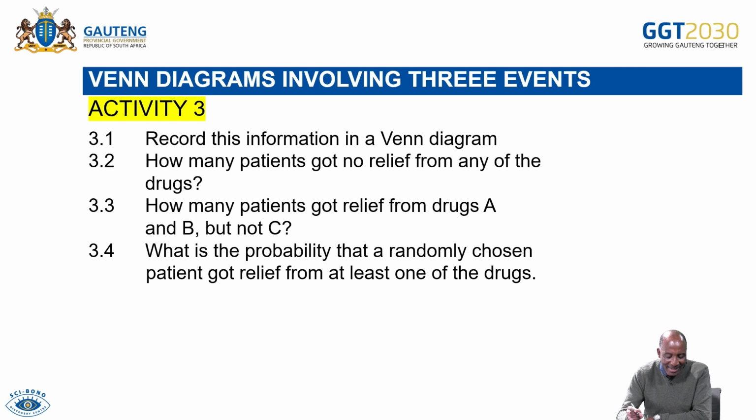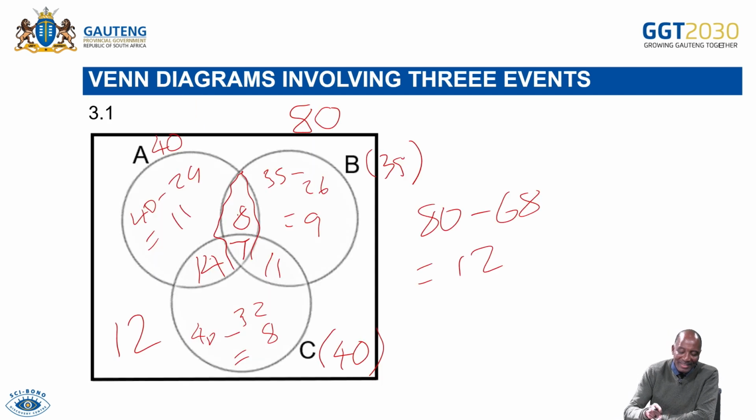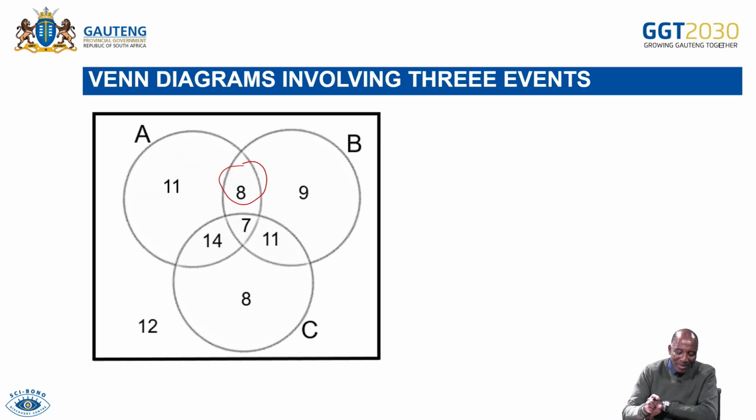The last question says, what is the probability that a randomly chosen patient got relief from at least one of the drugs? So we're basically looking at all the people that were in A, B, and C and avoiding double counting. So you add all the numbers that are in A, B, C. So we are going to add 11 plus 8 plus 7 plus 14 plus 8 plus 11 plus 9, all those numbers together. But the fastest way is to pick one ring.